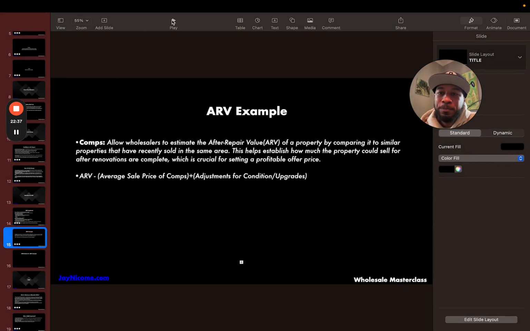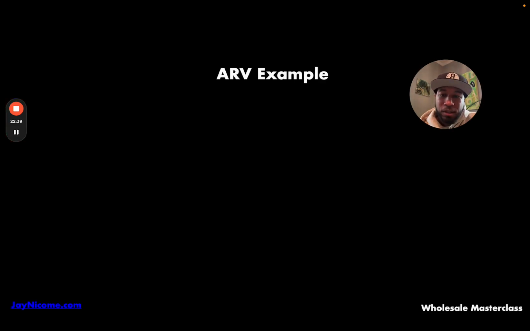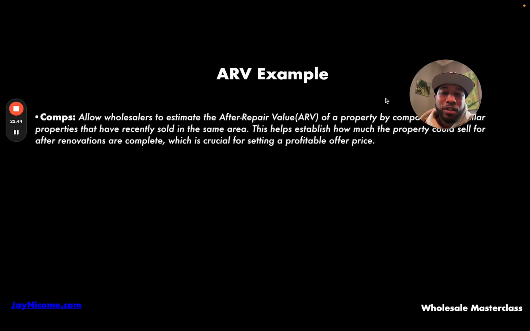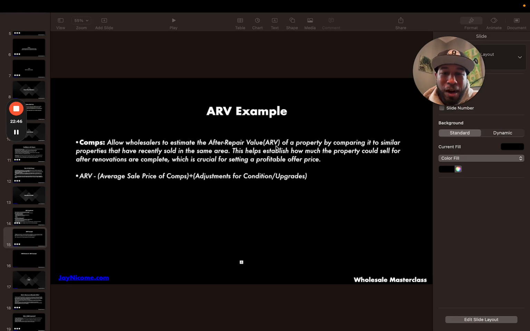All right. So, an example of an ARV. Comps allow wholesalers to estimate the after repair value of a property by comparing it to similar properties that have recently sold in the same area. This helps establish how much the property could sell for after renovations are complete, which is crucial for setting a profitable offer price. That's pretty much self-explanatory. I feel like we're beating a dead horse right now, right?